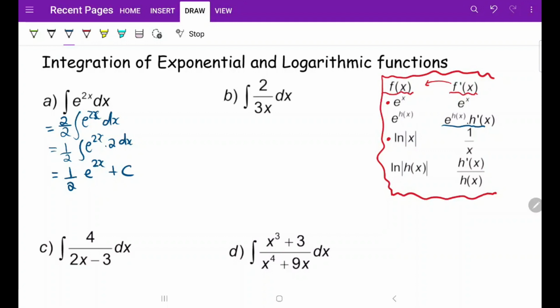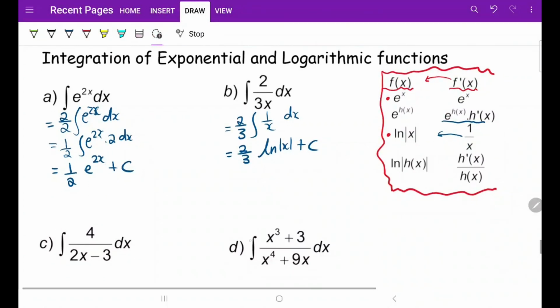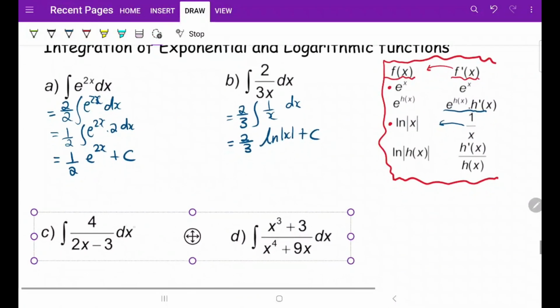The next one over here, 2 over 3 is just a constant. So this becomes the integral of 1 over x dx. And because of that, we can simply now go, this is 1 over x. If we're integrating that, it gives us the ln of the absolute value of x. So this becomes 2 over 3, the ln of the absolute value of x plus our constant of integration. So these are quite important for us to be able to do, and it's not that bad to do.